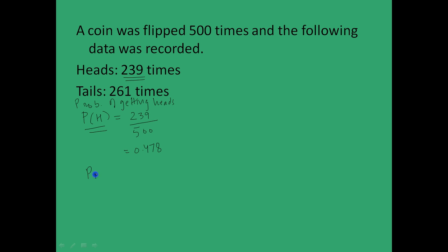Now let's look at the probability of getting tails. That is P of T is equal to the number of trials in which the event happened, that is 261, and the total number of trials, which is again 500, which is equal to 0.522. And so therefore we have the empirical probability of getting tails.